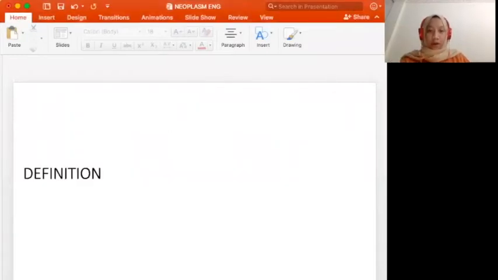First of all, neoplasm is a type of abnormal and excessive growth called neoplasia of the tissue. So this growth is uncoordinated with the surrounding tissues, and it persists on growing abnormally even if the original trigger is removed. So this abnormal growth usually form a mass, and this mass is called tumor.